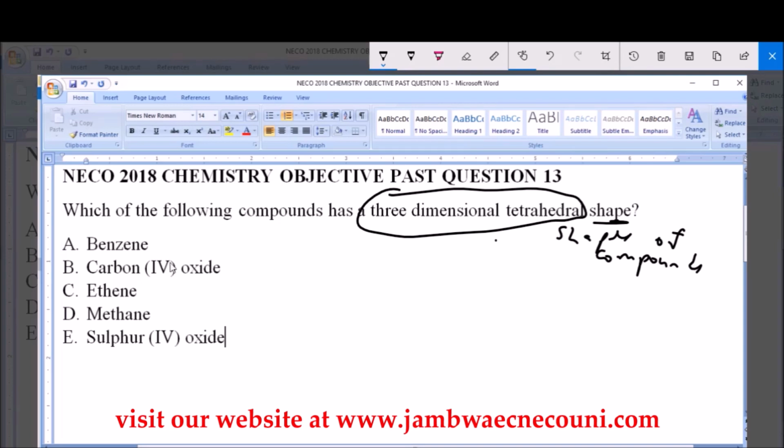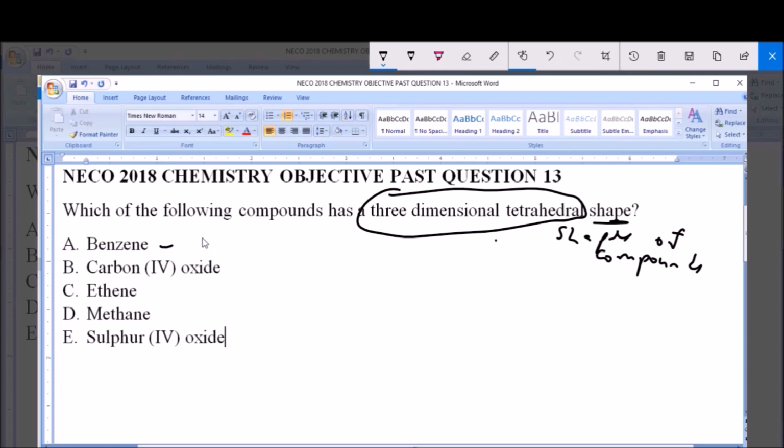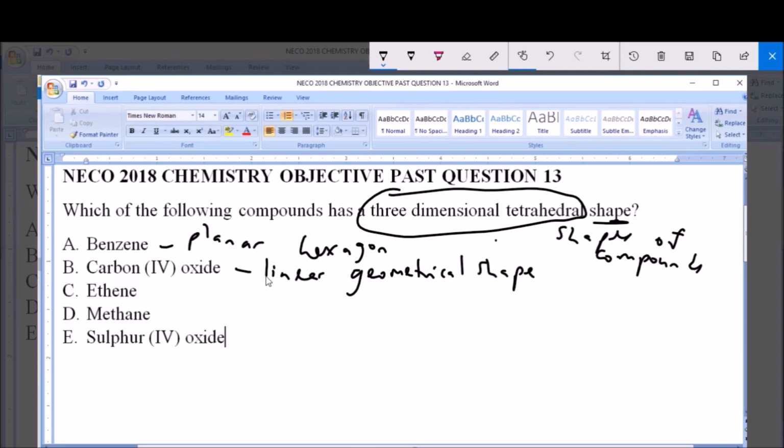So let's take a look at the shapes of each of the options and see which one has a three-dimensional tetrahedral shape. Now, option A, which is benzene, is a planar hexagon. So this is its shape, planar hexagonal shape. Now, carbon 4 oxide has a linear geometrical shape. So its structure is arranged sort of like in a straight line, hence the name, the linear geometrical shape. Ethene is trigonal planar in shape.